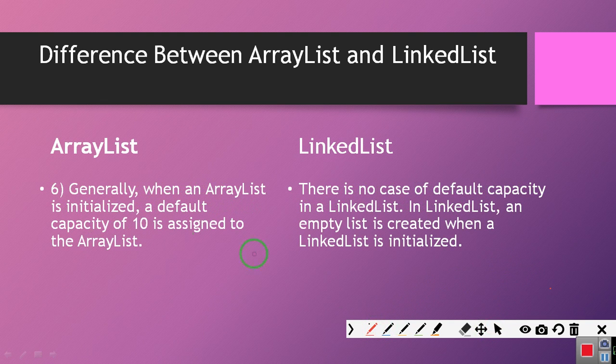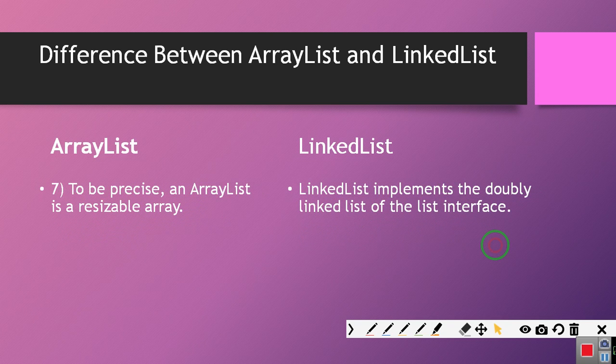Okay, the next difference is the default capacity. ArrayList default capacity is 10, meaning initially 10 is assigned, and after 10 elements are stored, it will increase. About the LinkedList, there is no default capacity, meaning initially it is an empty list. If we see the initial or default capacity, it is an empty LinkedList.